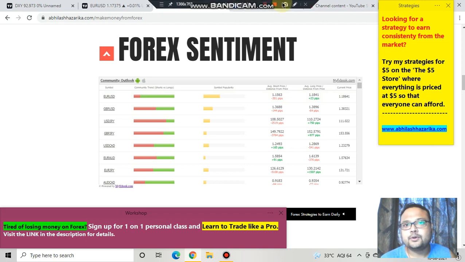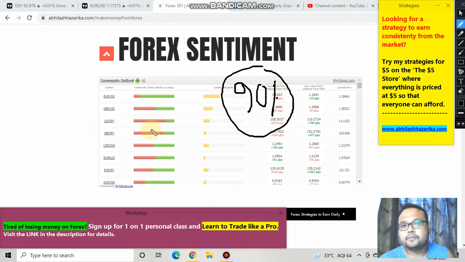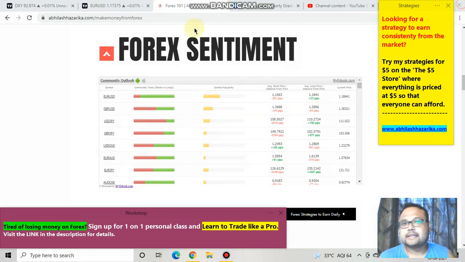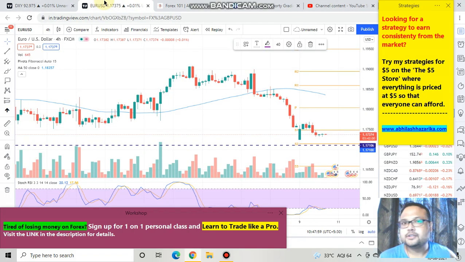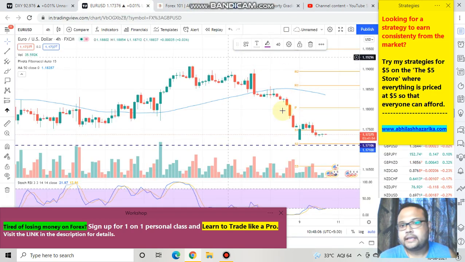And as we all know, more than 90% retail traders lose money. So trade wisely, trade with proper analysis, and most importantly, see, they have already taken long position here. They have already taken long position, but here you can see that market is not in the mood of going up.